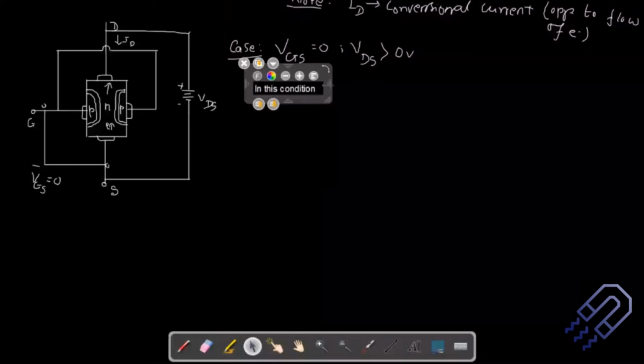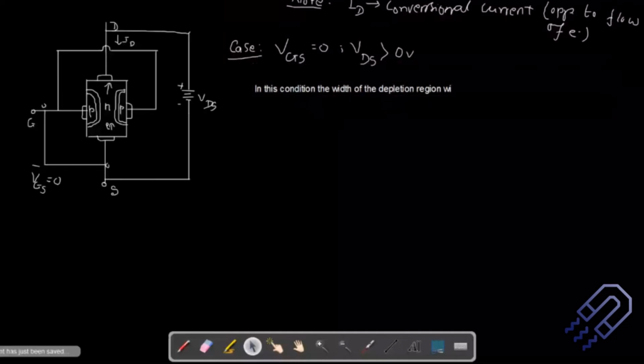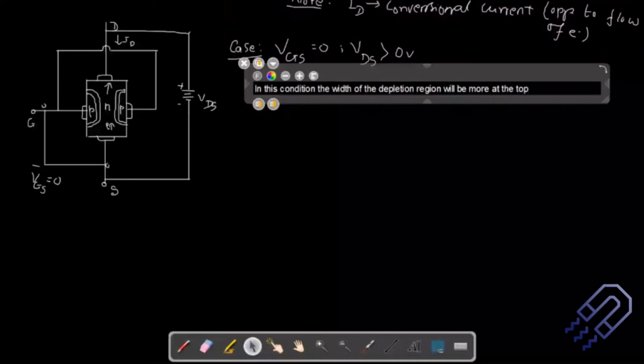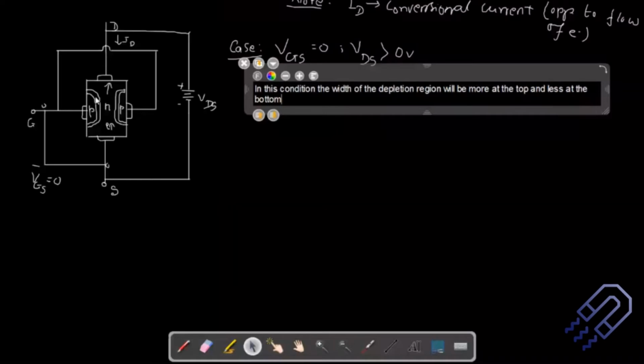In this condition, the width of the depletion region is going to vary. The width of the depletion region will be more at the top and less at the bottom. So what we are going to do now is analyze why this is the case, that the width will get more at the top and less at the bottom. This is important, so let's try to understand this.